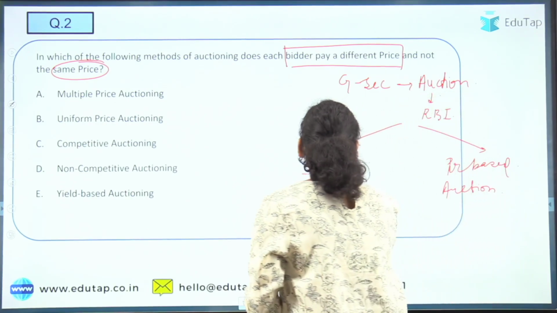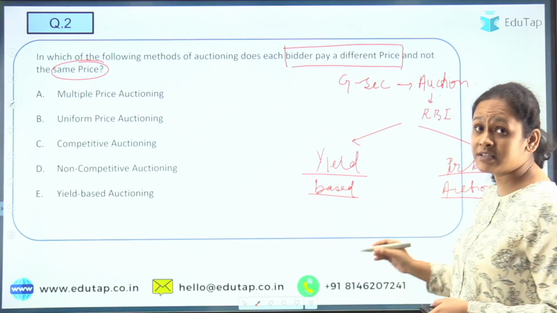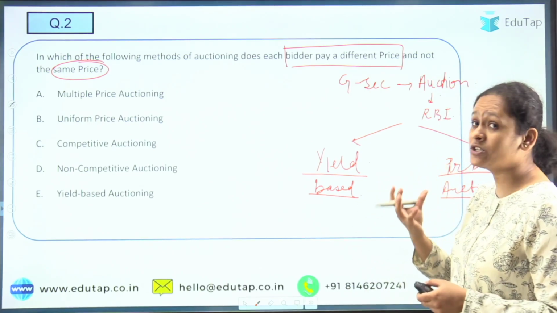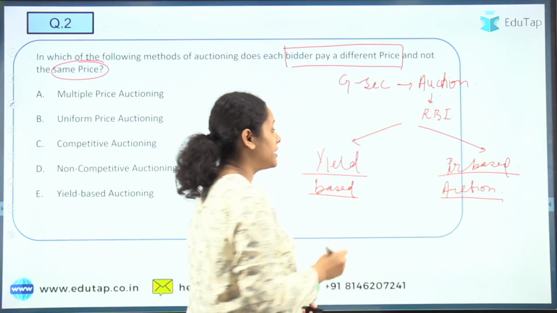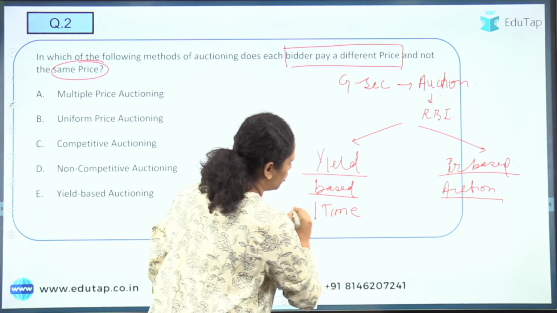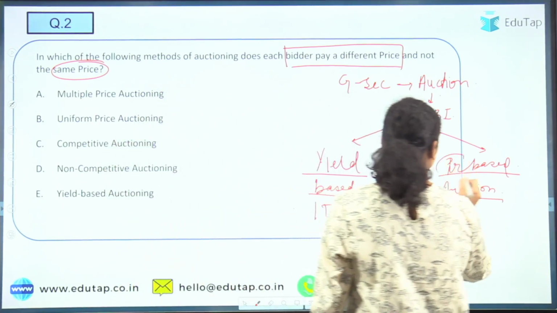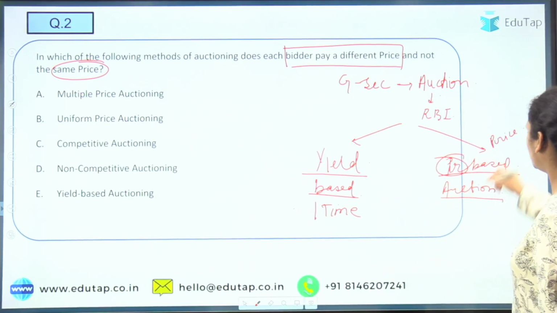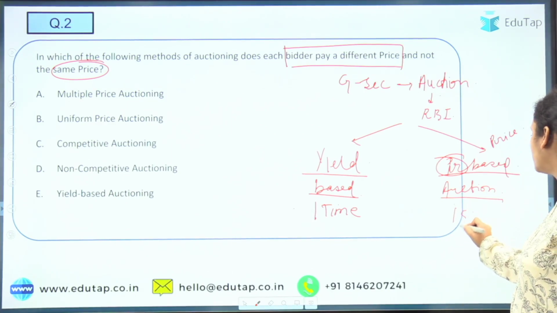Now, what is a yield based auction? Yield based auction is for securities that are being issued for the first time. When the securities are issued for the very first time, then RBI goes for yield based auctioning. On the other hand, what is price based auctioning? In price based auctioning, those securities are auctioned which are already issued.